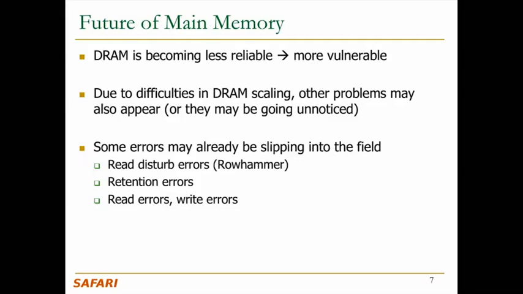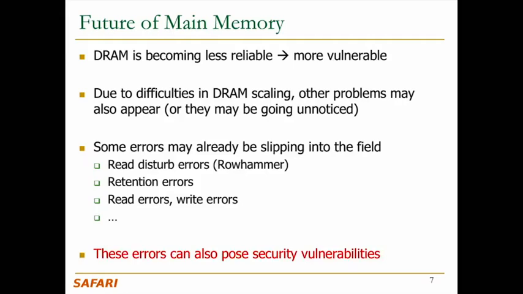We've analyzed them a little bit, but these errors are harder to analyze sometimes. And there may be other types of error mechanisms. And I think these errors can also pose security vulnerabilities, assuming that you can repeat them somehow. For example, assuming someone figures out that some particular cell is leaky, and they figure out how to place vulnerable data in those leaky cells, and then figure out a way of attacking those cells, maybe they lead to security vulnerabilities.